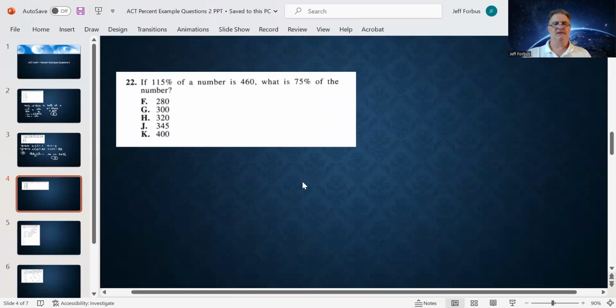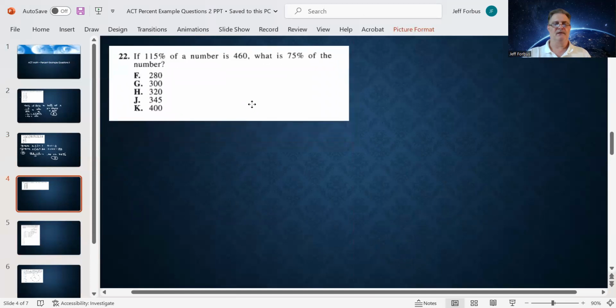Okay. So if 115% of a number is 460, what is 75% of that number? So we're trying to find that number. So 115% is 1.15.